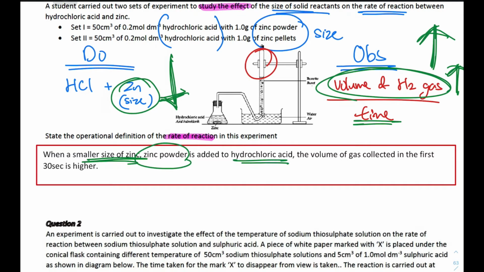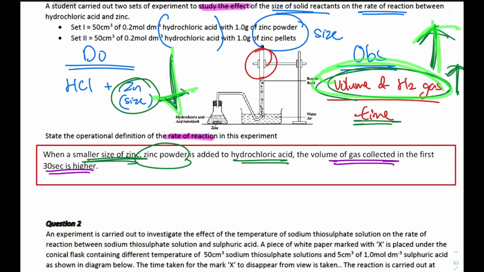So you can see, when a smaller size of zinc, which is my zinc powder, is added to hydrochloric acid, this is what I do. HCl reacts with zinc of smaller size. The volume of gas collected in the first 30 seconds is higher. So you see, this is what I do and then what I observe. And then I use comparison: smaller size, higher rate of reaction. How do I know whether the rate of reaction is higher?